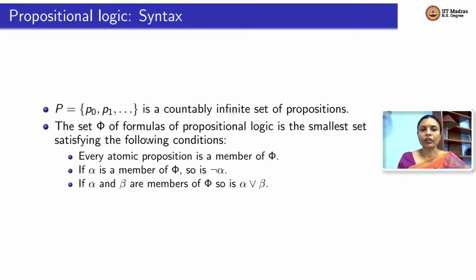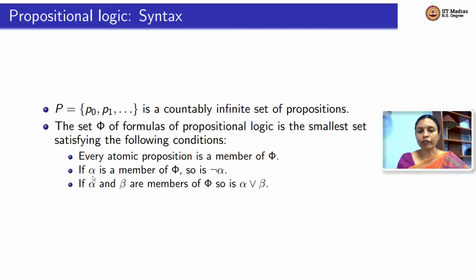So we assume that we have a set of atomic propositions, as many as we want. So this set is countable and we have as many as we want. So it's an infinite set. And how do I form the set of formulas of this propositional logic? Every atomic proposition by default is also a formula as a standalone single entity.